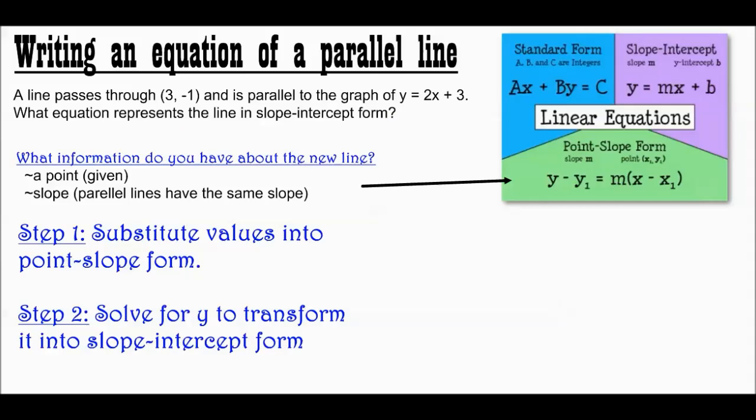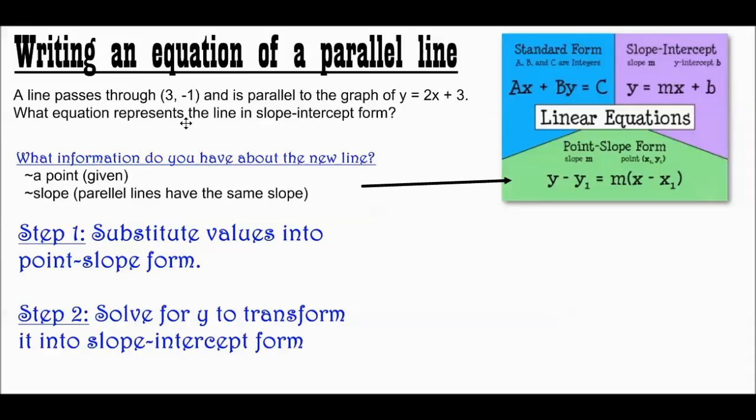So let's apply that in writing an equation for a parallel line. If a line passes through (3, -1) and is parallel to the graph of y equals 2x plus 3, what equation represents the line in slope-intercept form? So even though our end game is to get that equation into slope-intercept form, that's not where we start because we don't know the y-intercept. But here's what information we do have about this new line.